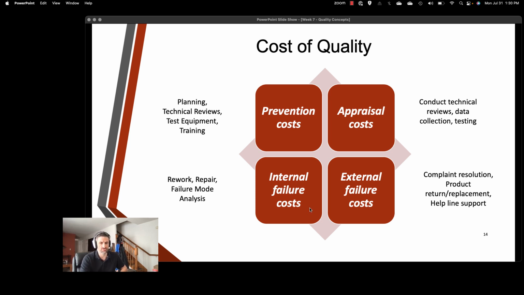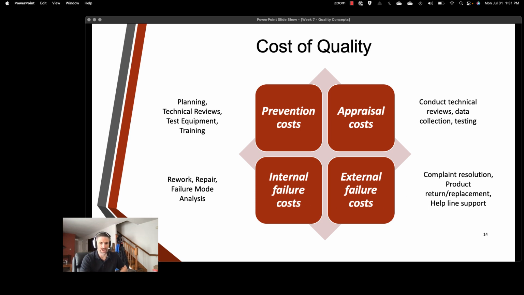Internal failure costs are incurred due to defects or issues that are discovered during the software development process. It could happen before it's delivered to the users, or it could arise afterwards. And so that could be that you have to rework to correct the defects, repair things, do a failure mode analysis. Either way, it's going to cost money.